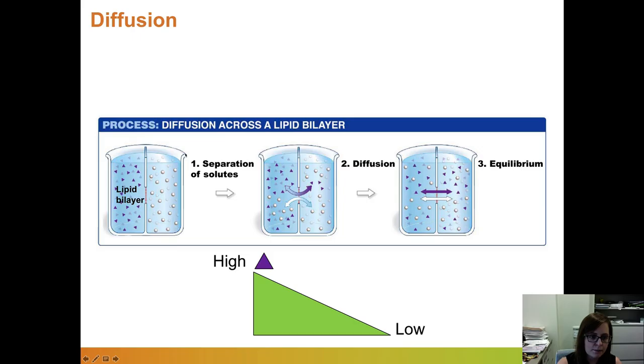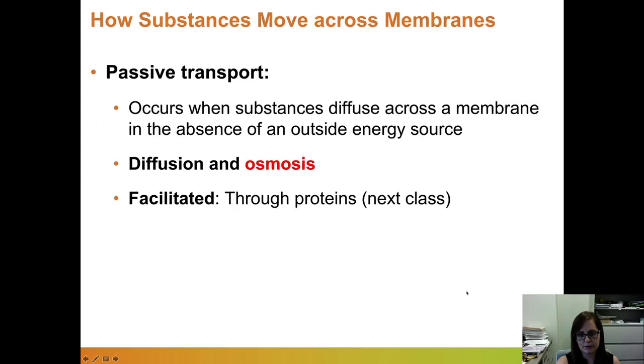Okay, so we've got our planar bilayer experimental system here, where we've got a flask, and in the center of this flask there's a lipid bilayer. We've got solute purple triangle here, and you can see that this solute is really concentrated on this side of the lipid bilayer. And so it's going to diffuse from an area of high concentration to an area of low concentration until it's in equilibrium. Now, solute white circle is very high on this side of the lipid bilayer, and so it's going to diffuse from an area of high concentration to an area of low concentration. So here's our concentration gradient, and this solute is going to move from an area of high concentration to an area of low concentration. And this is going to happen spontaneously if the solute can cross the plasma membrane or the lipid bilayer.